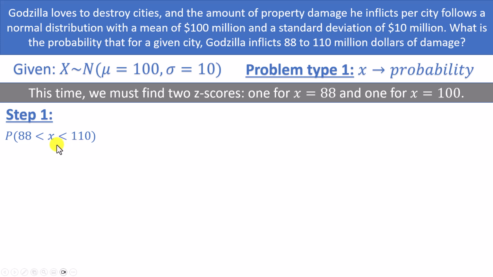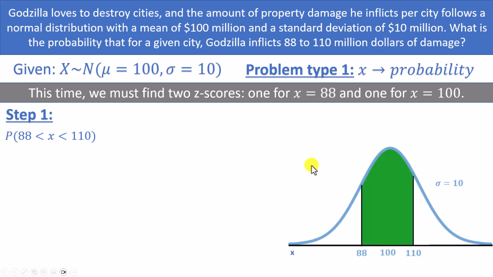So we can go ahead and draw our picture now if we'd like to. So we have 100 in the middle, 88 is somewhat to the left, and 110 is a little bit to the right.